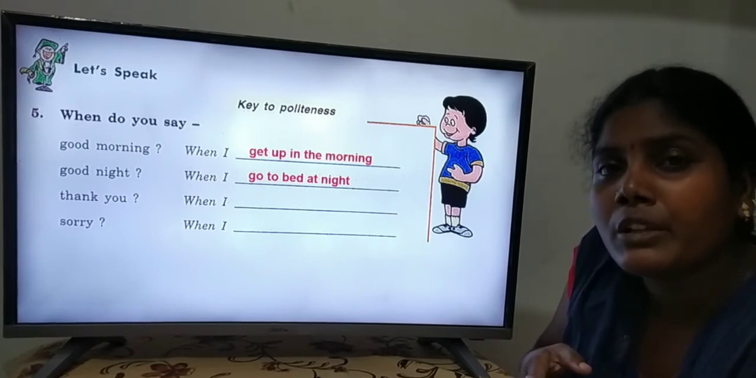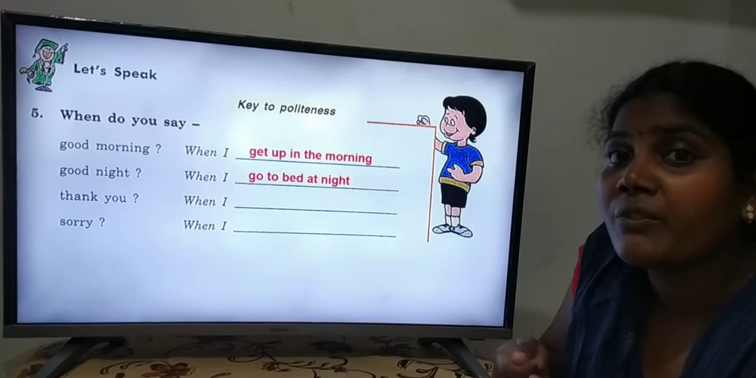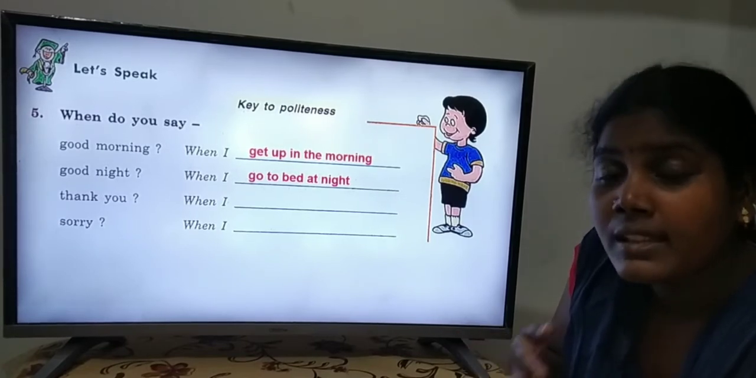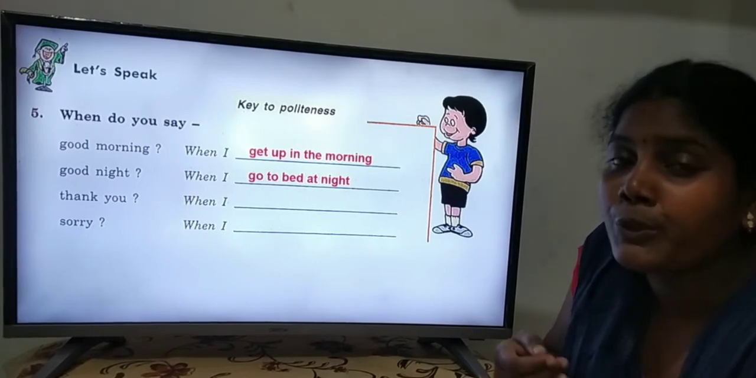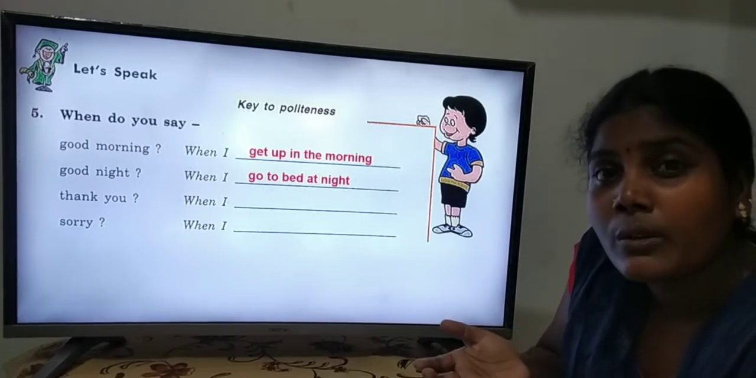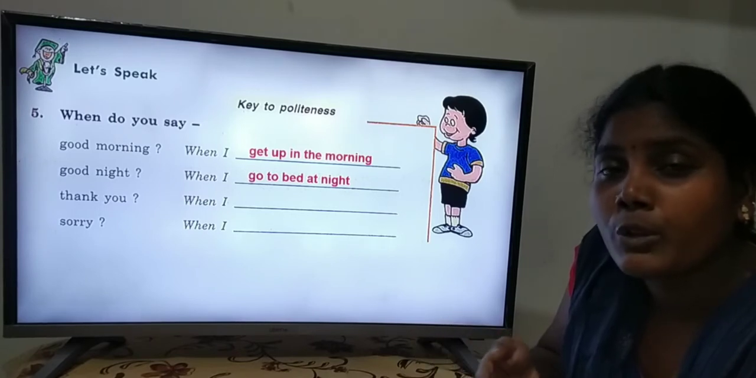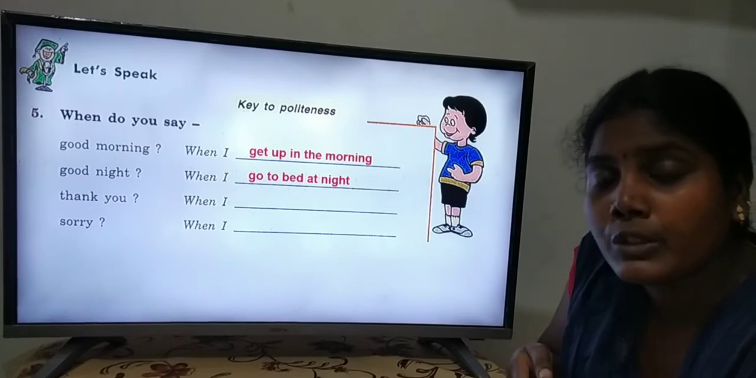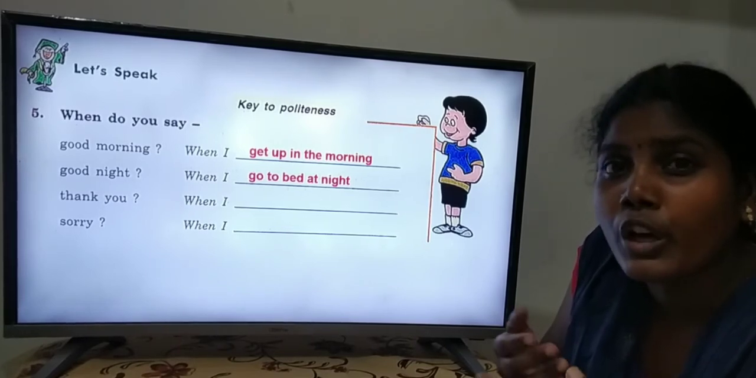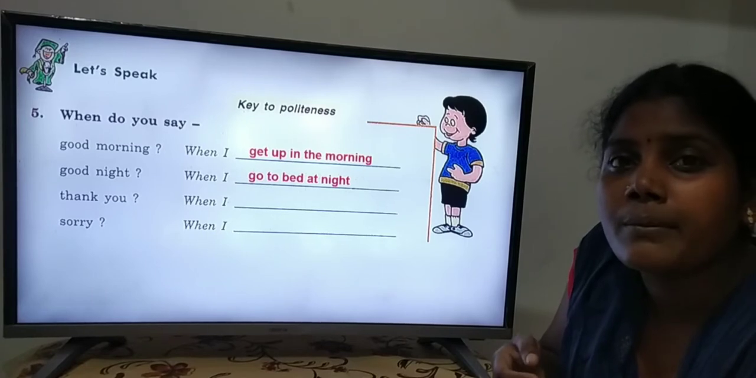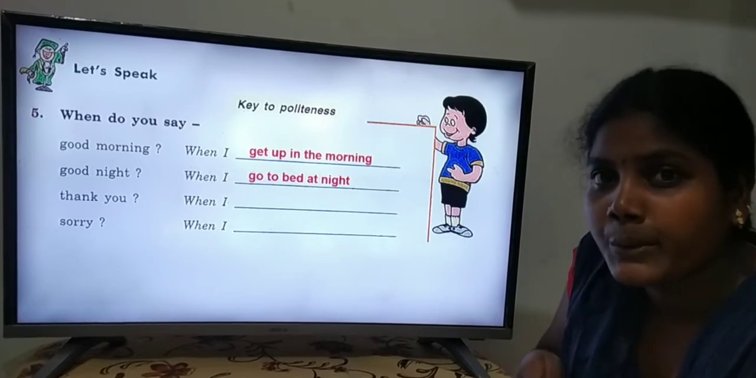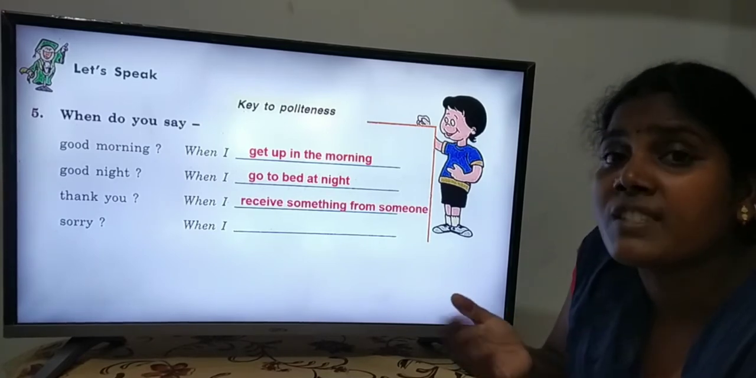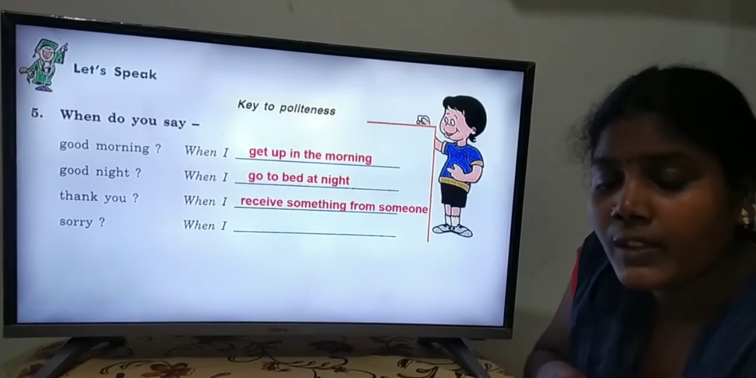When can we say thank you to someone else? When we receive something from others, then we can say thank you. If you don't have a pencil, then you can borrow from your friend. Then if she or he gives you a pencil or book or notebook or eraser, something else, then we can say thank you. So when I receive something from someone else, then I used to say thank you.